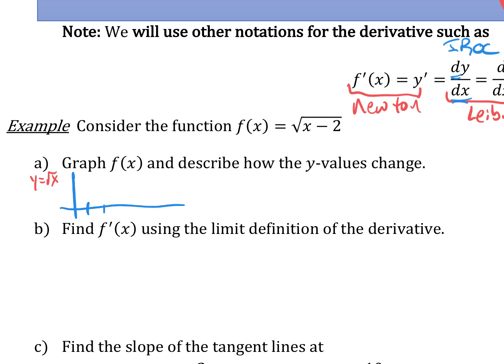So if we have y equals the square root of x minus 2, that's going to move 2 to the right, and it's a half parabola. It's always increasing, and it only works for x greater than or equal to 2, because if x is less than 2, well, we have a problem here.